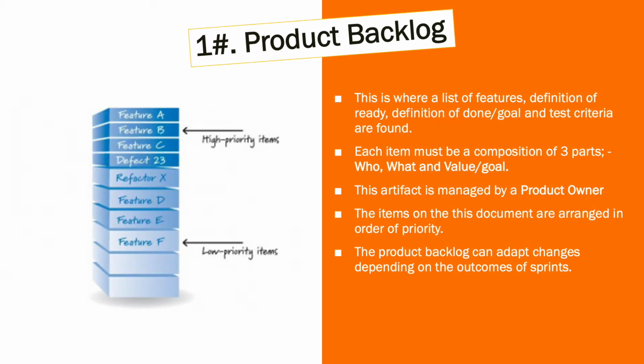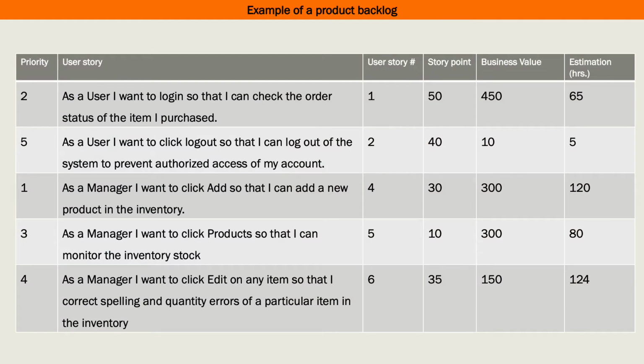Product backlog. The product backlog is an area, it actually resides on the Scrum board as the starting point. It's an area where features, which are written in the form of user stories, their corresponding definition of ready, the corresponding definition of done, and test criteria are found. On the product backlog, you can find things like the user story number, the estimation, and the story points.